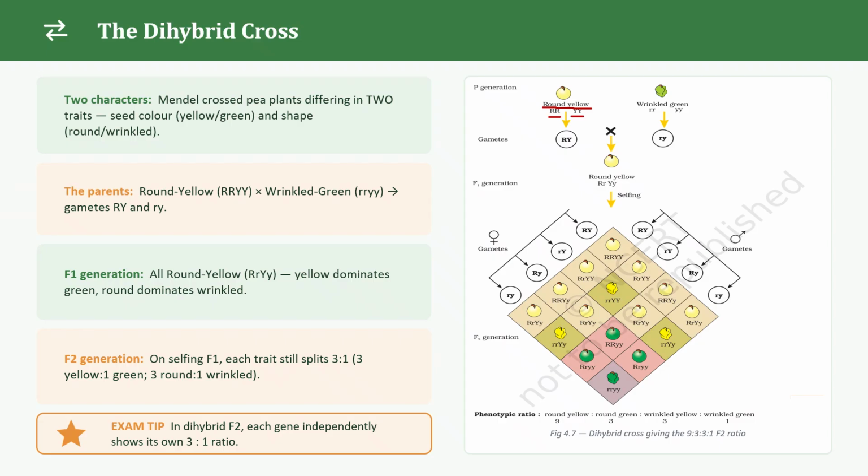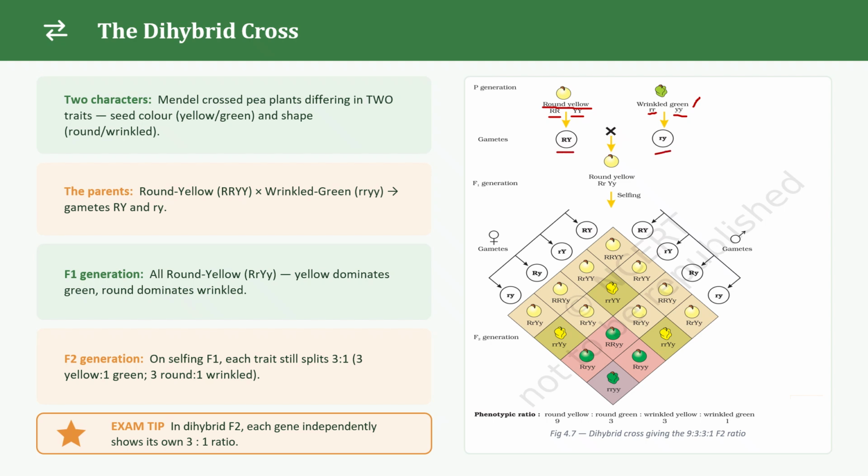And then parent 2, wrinkled green seeds. And the genotype, what is the genotype? Small rr and small yy. Yes. So since these plants were pure breeding, they produced only one type of gamete. What is the one type of gamete produced here? So this is the one type of gamete.